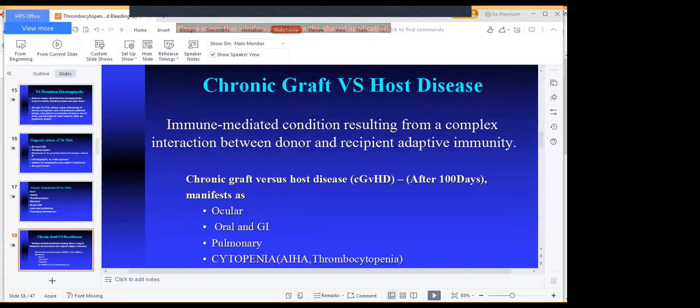And chronic graft versus host disease also causes thrombocytopenia. It is an immune-mediated condition resulting from a complex interaction between donor and recipient adaptive immunity. Chronic graft versus host disease is beyond 100 days, and manifests as ocular, oral, GI, pulmonary, and cytopenia.